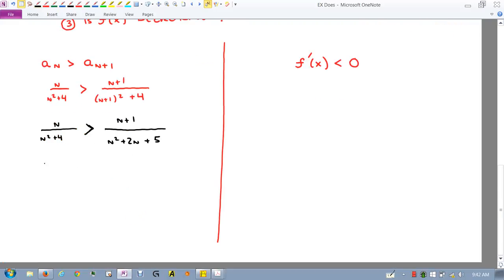All right, so let's multiply this out. The left side becomes n cubed plus 2n squared plus 5n. The right side becomes, let's see, n cubed plus 4n plus n squared plus 4.